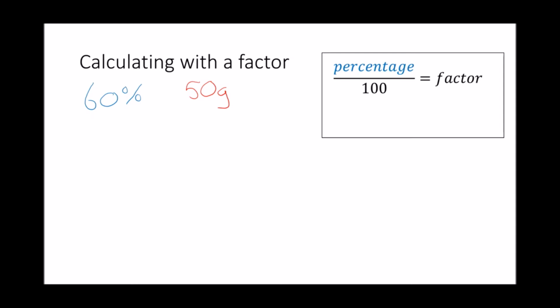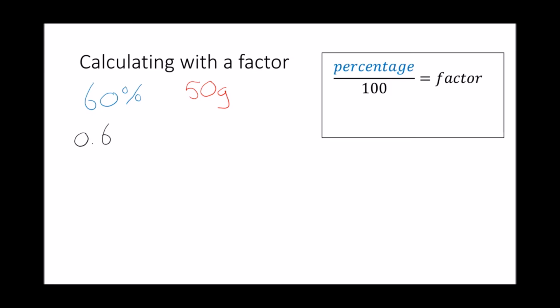So let's say I want to find out what 60% of something is. Maybe I want to know what 60% of 50 grams is. I don't know, maybe I need this for a recipe or something. Then I'm not going to use a table to calculate my percentages. Instead, I'm going to calculate a factor. And that factor I get by dividing my percentage by 100. So my factor in this case would be 60 divided by 100 is 0.6.